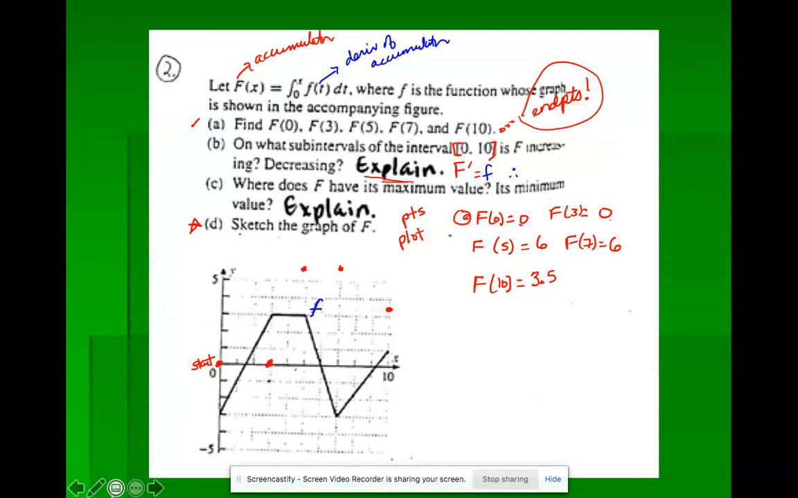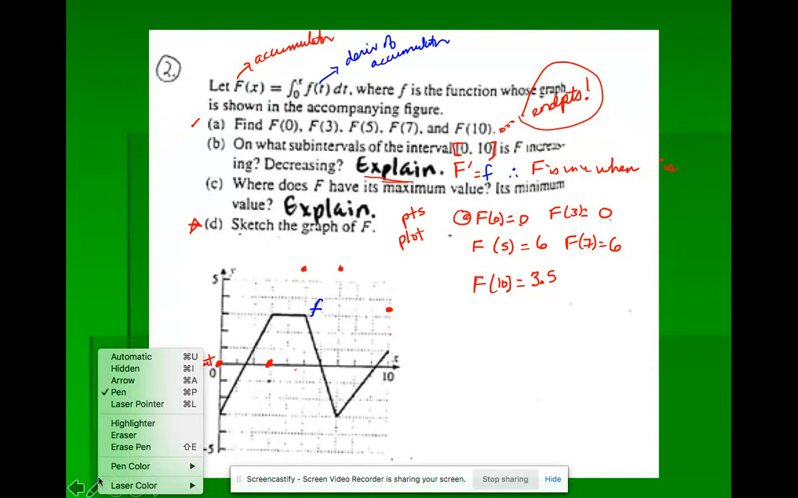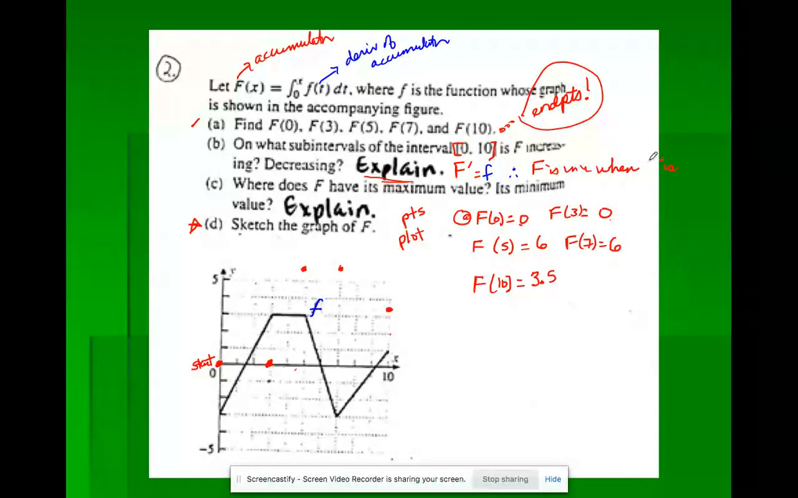Therefore, capital F is increasing when little f is what? Positive. That's why. That's the explanation.